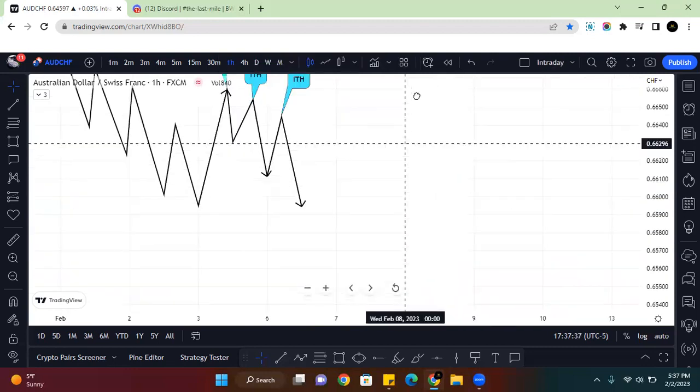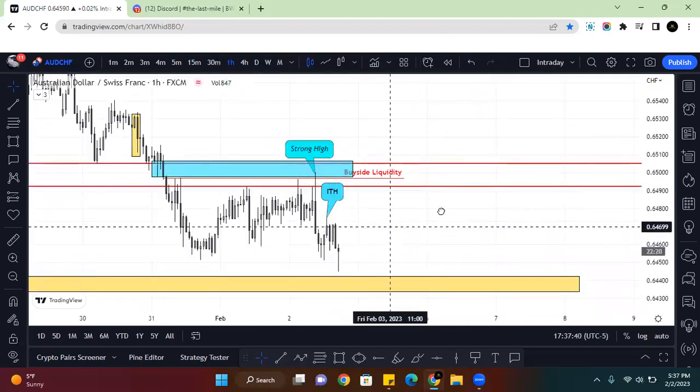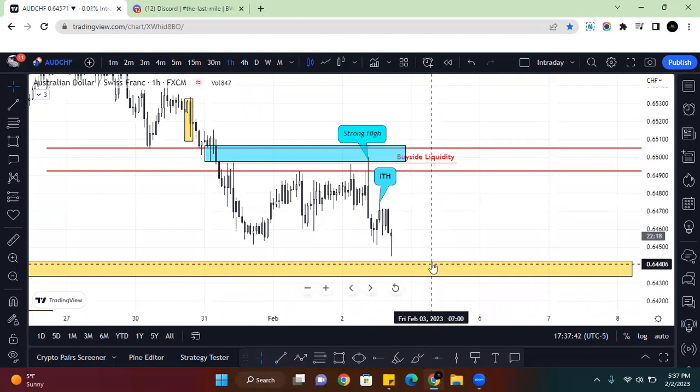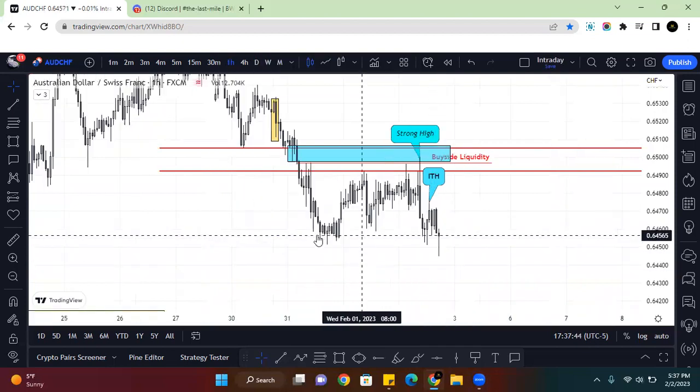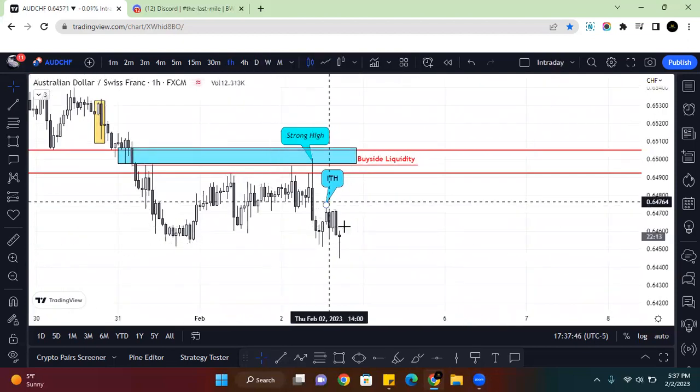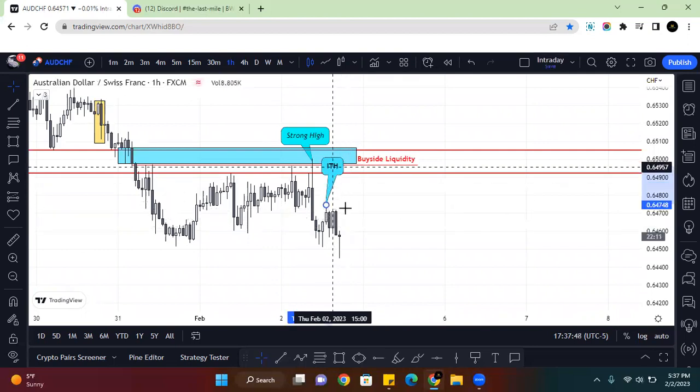So let's real quick go back to the 1H. I'm going to delete this real quick. I was trying to show you how to draw that in. So you have strong high, and this is your second high right here. This is your intermediate term high.